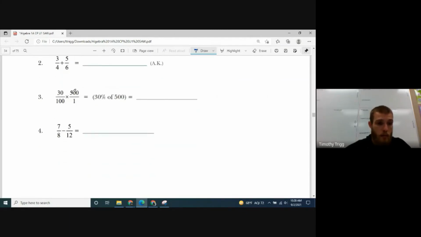Well, 500 and 100, I can divide both of those by 100. Divide this by 100, that gives you 5. Divide this by 100, that gives you 1. Now multiply top times top, bottom times the bottom. So 30 times 5, that's 150. Over 1, you don't have to put over 1 because anything over 1 is just itself. Anything divided by 1 is just itself.